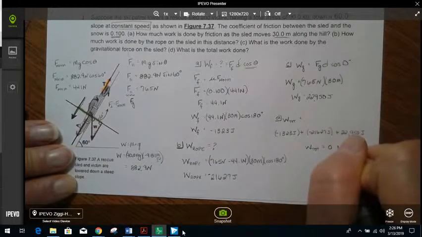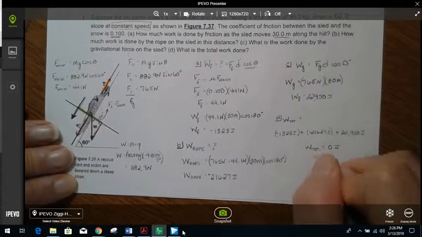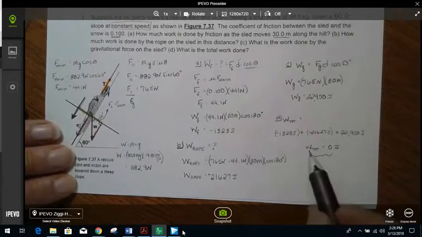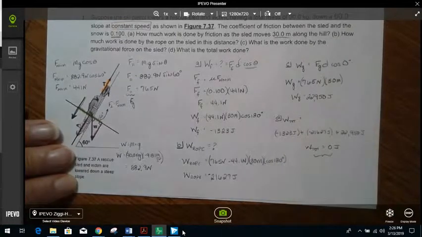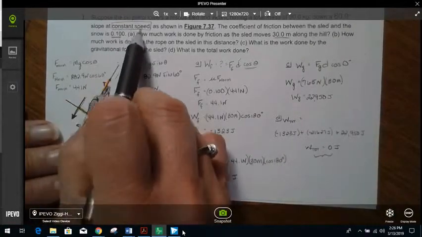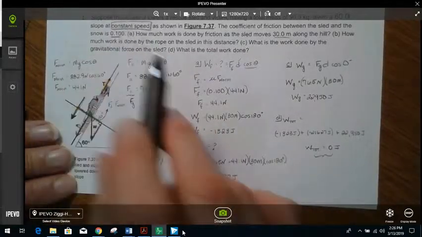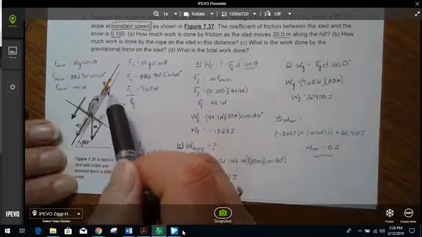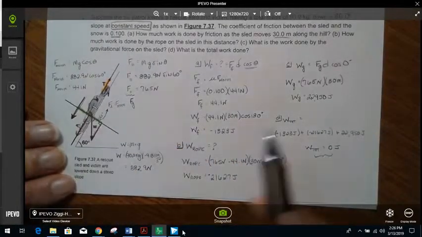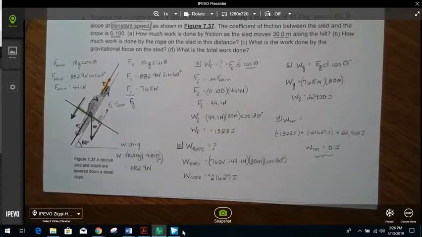equals 0 joules. Now, if you think about that, the total work done equaling 0 joules, because we're traveling at a constant speed, because we have no net force acting on this individual, all said and done. So our total work should equal 0 joules.